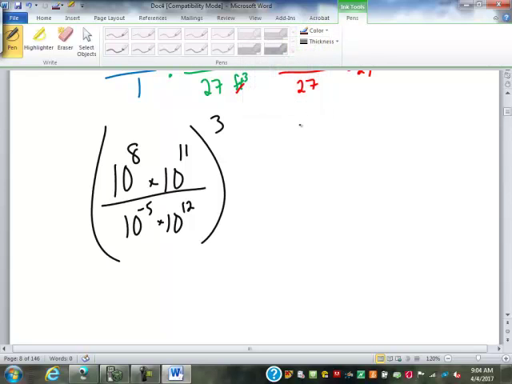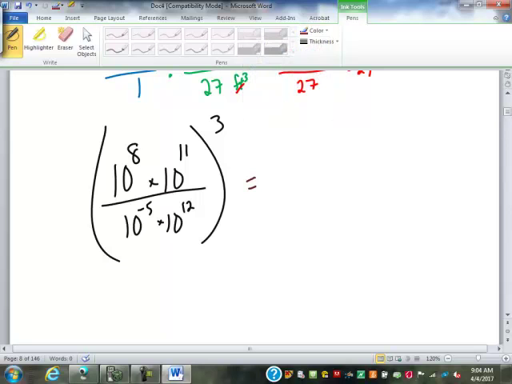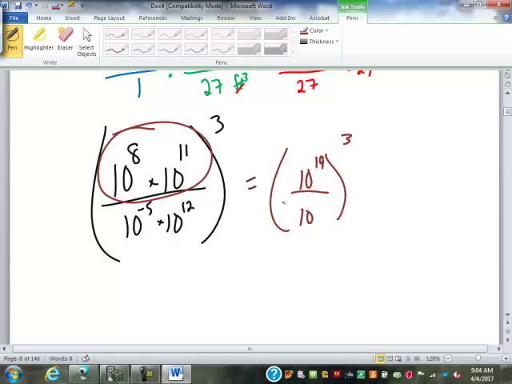How would you do something like this? So, first, add the 8 and 11 on the top. Perfect. 10 to the 8th times 10 to the 11th. You add the powers when you multiply exponents with the same base. So 8 and 11 make 19. So 10 to the 19th. Okay, and then? We do the same to the bottom. Okay. 10 to the negative 5th times 10 to the 12th is 10 to the positive 7.